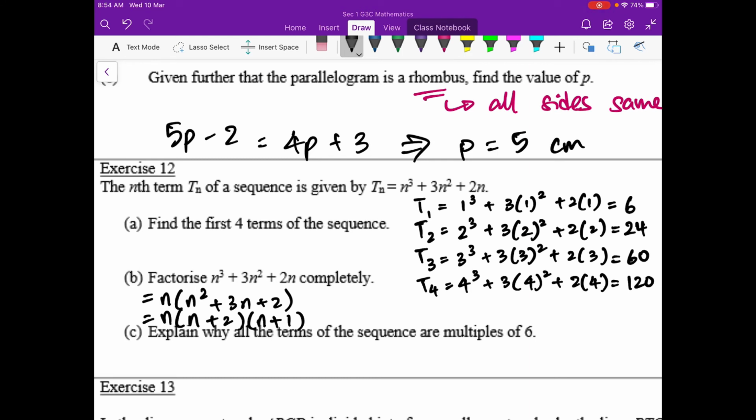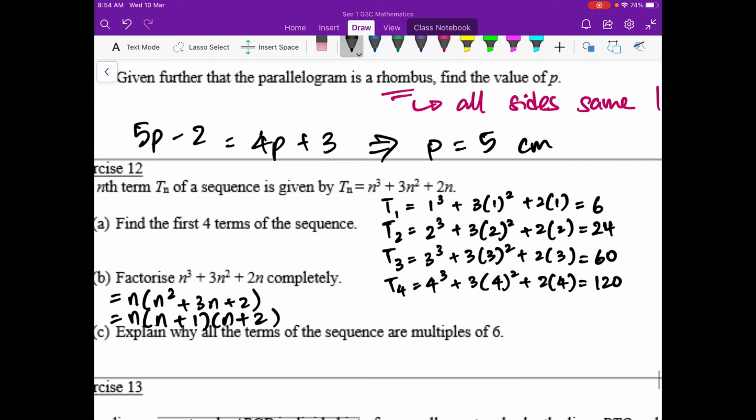Okay, let's put them in ascending order. N plus 1 and n plus 2. N plus 1, n plus 2. Okay, so now we have the factorized form. So explain why all the terms in the sequence are multiples of 6.